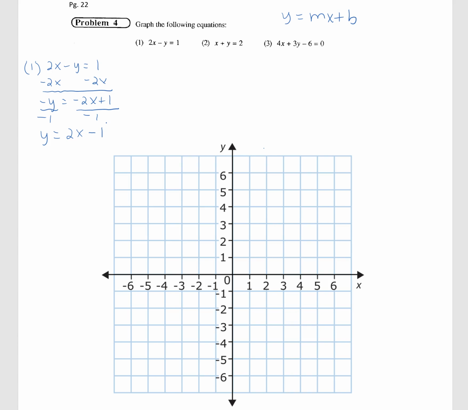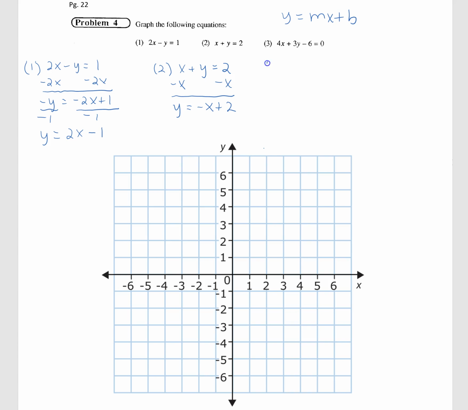I'm going to move on to part 2 before I start graphing these. So in equation 2, I have x plus y equals 2. And so I'm going to subtract x on both sides to get y by itself. This gives me y equals negative x plus 2 for equation 2.